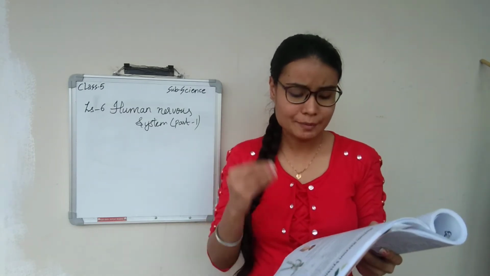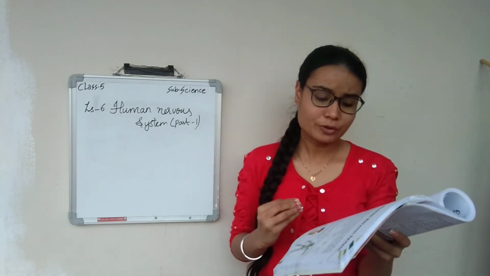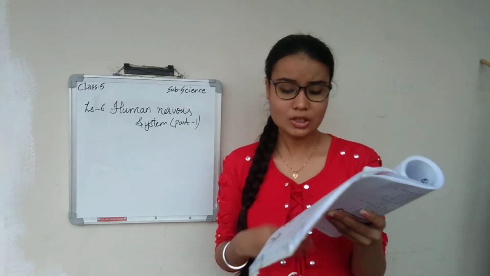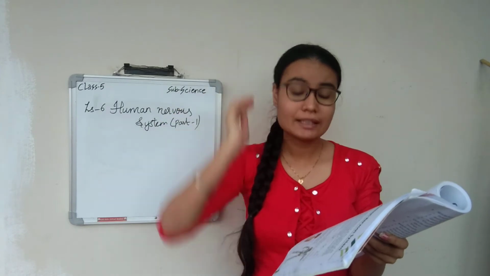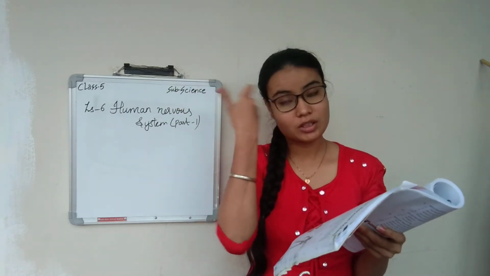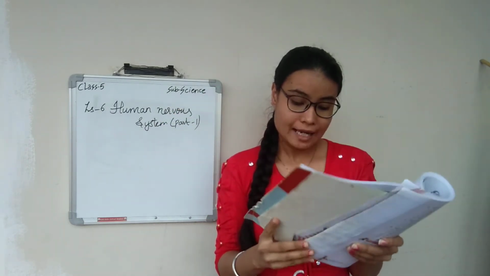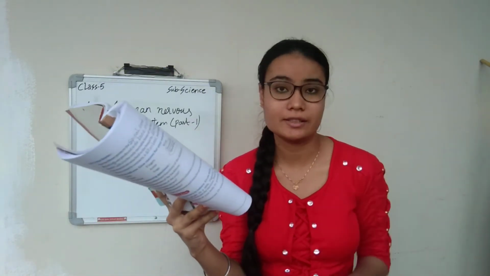Let us go deep into it. What is that? So the first one is the brain. The brain is at the top of the spinal cord, as you all know. It is protected by the skull. We have what? Skull. Okay. And in our brain we have millions of nerve cells.